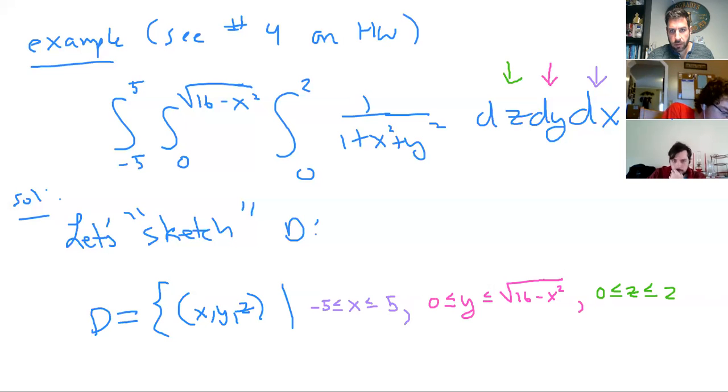I'm trying to use these colors to make it a little more of a learning assistance for you. Does anybody have a question about how I got these things? Again, I'm reading them directly off the bounds. The only subtlety is, do you have them in the correct order? Z is the inner guy, so that's why z goes from 0 to 2. Then dy is the middle, so y is the middle bounds. And then lastly, x is on the outside.